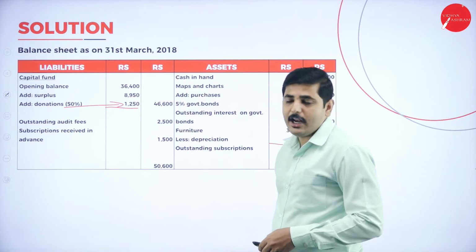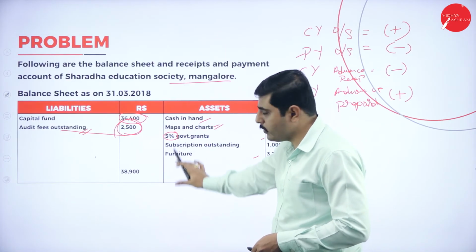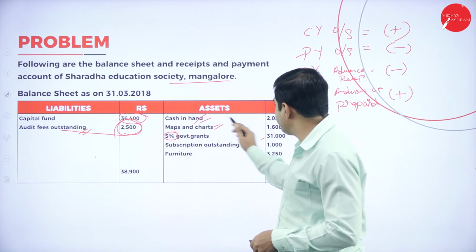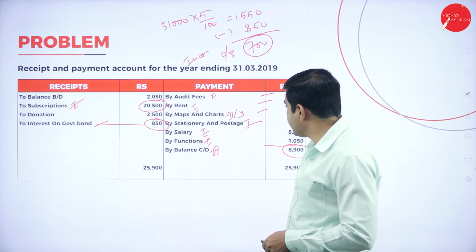Now coming to the balance sheet. Look at the previous year balance sheet only. We should always try to do it on the base of the previous year balance sheet. We should prepare the current year balance sheet. Cash in hand, we should not take this amount. We should not take this amount as cash in hand. What is the cash in hand? This is the cash in hand.